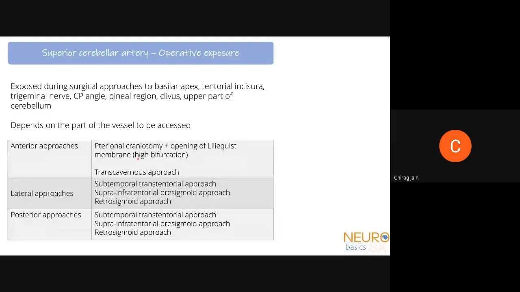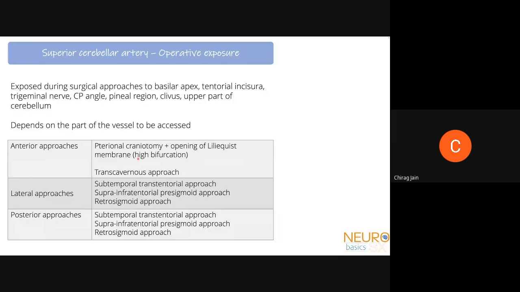The other approaches which come in from lateral, you could approach it from the subtemporal transtentorial approach, or a presigmoid or a retrosigmoid approach. If you're approaching the quadrigeminal system, you can come in from posteriorly. This has been copied here. So the posterior approaches would be the supracerebellar infratentorial approach and the occipital transtentorial approaches.